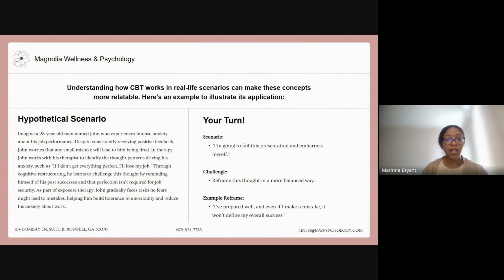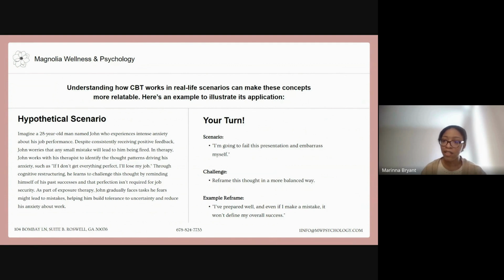Understanding how CBT works in real life scenarios can make these concepts more relatable. So, here's an example hypothetical scenario. Imagine a 28-year-old man named John who experiences intense anxiety about his job performance. Despite consistently receiving positive feedback, John worries that any small mistake will lead to him being fired. In therapy, John works with his therapist to identify the thought patterns driving his anxiety, such as, if I don't get everything perfect, I'll lose my job.